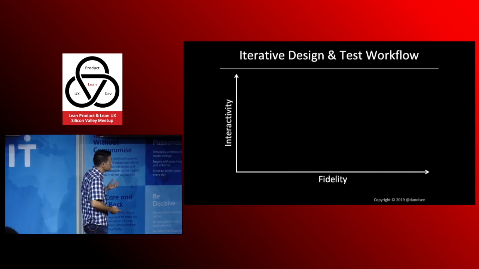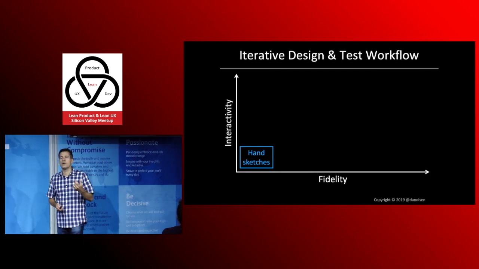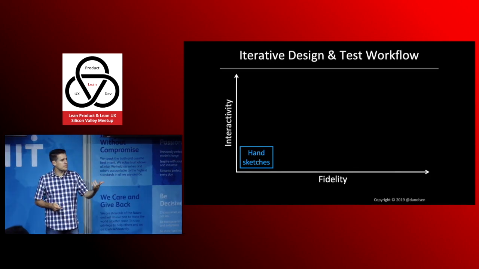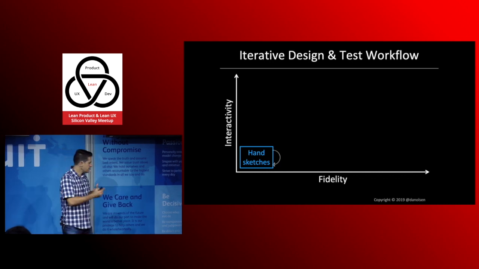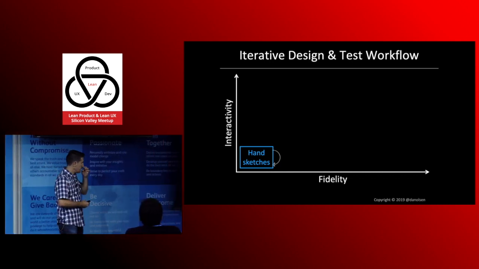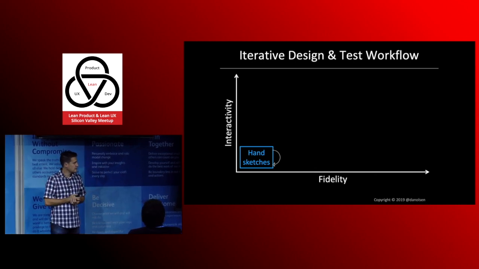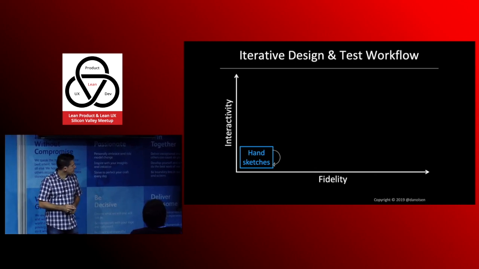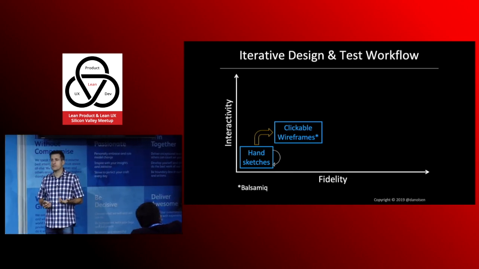In the bottom left, the lowest interactivity, lowest fidelity, we have the awesome hand sketch, whether it's on paper or a whiteboard. This is a great first step to go from the words to the first design sketches, right? And this is a good place for the team to iterate and explore different directions and get to the point where, hey, we like these one or two or three concepts. Then the next level up in fidelity and interactivity is clickable wireframes, or tappable wireframes, basically, right?